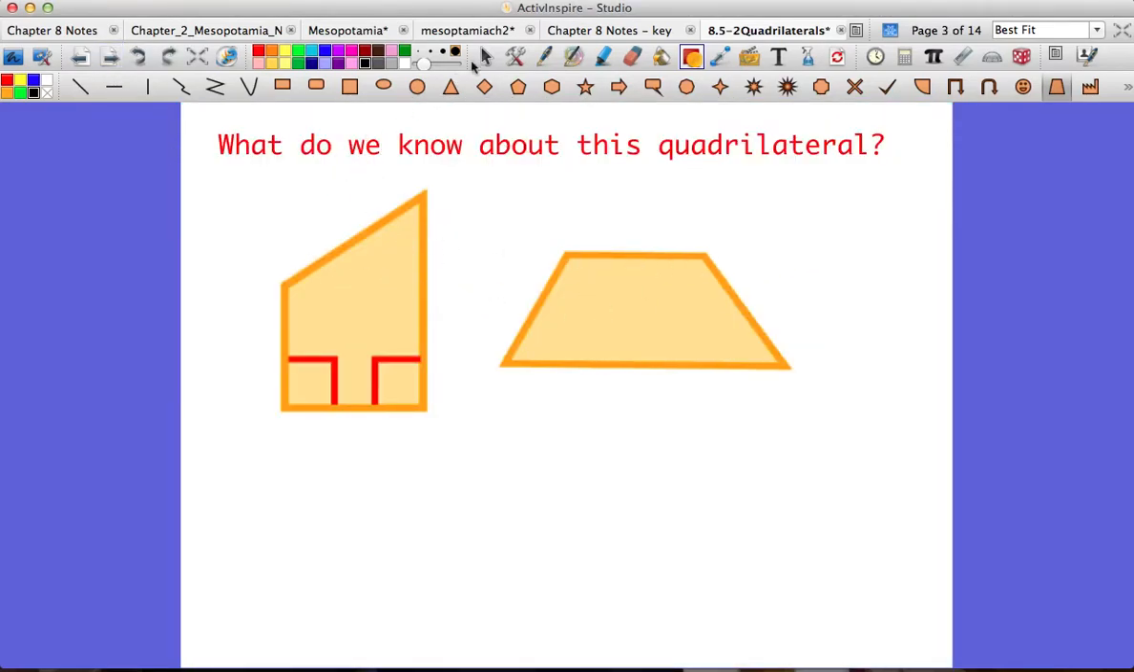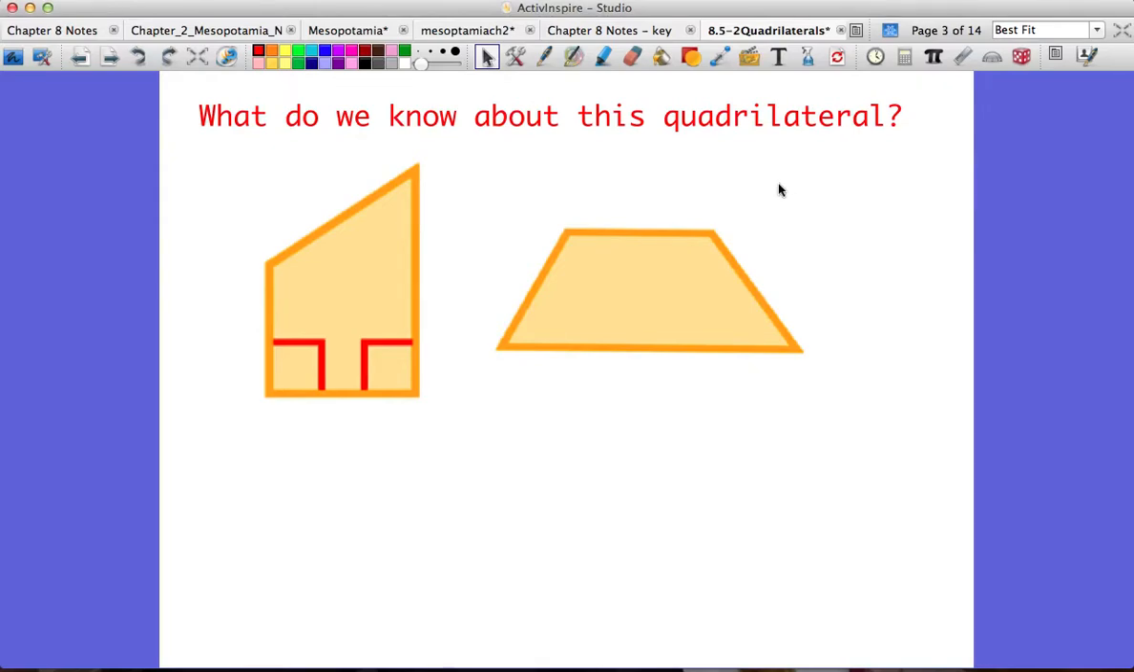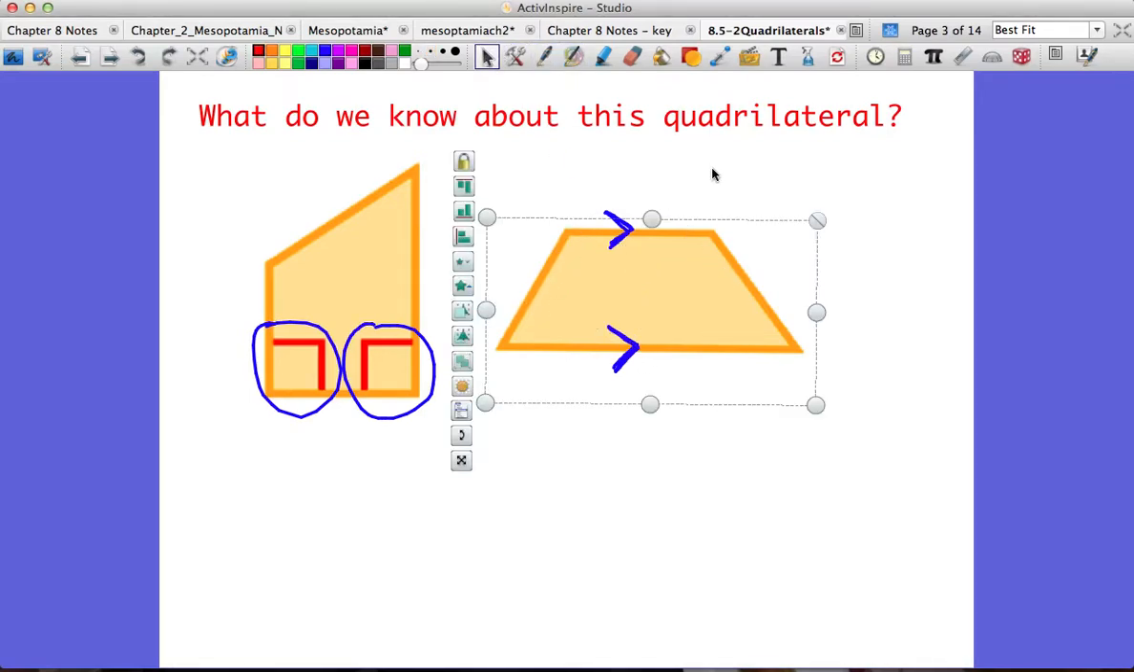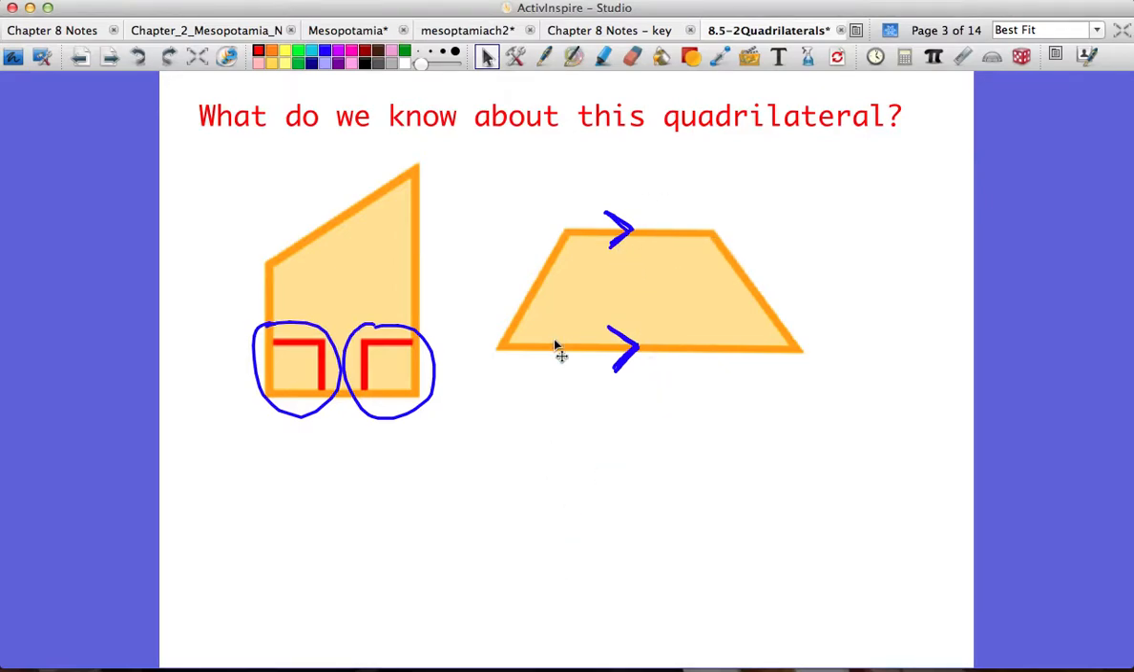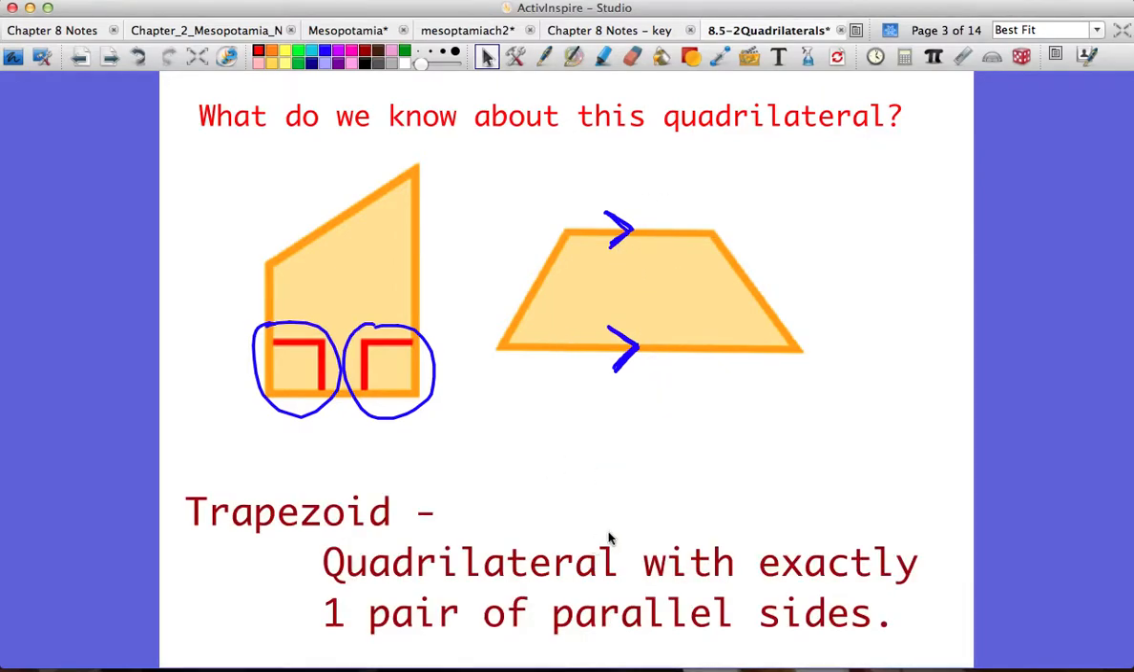Alright, so we're going to take a look at this and we're going to say, what do we know about this quadrilateral? First, we know that this quadrilateral, yes, it can have two right angles. That's not always the most important thing about a trapezoid. The most important thing about a trapezoid is that it has two parallel sides. This side and this side. There is only one pair of parallel sides. These two sides, if you were to extend them, would eventually intersect. So a trapezoid is a quadrilateral with exactly one pair of parallel sides.